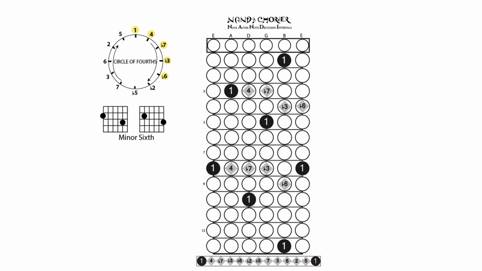With the flat 6 interval added, our new interval pattern is 1, 4, flat 7, flat 3, flat 6. The intervals displayed on the quarter have been identified using flat 6 as a reference point.